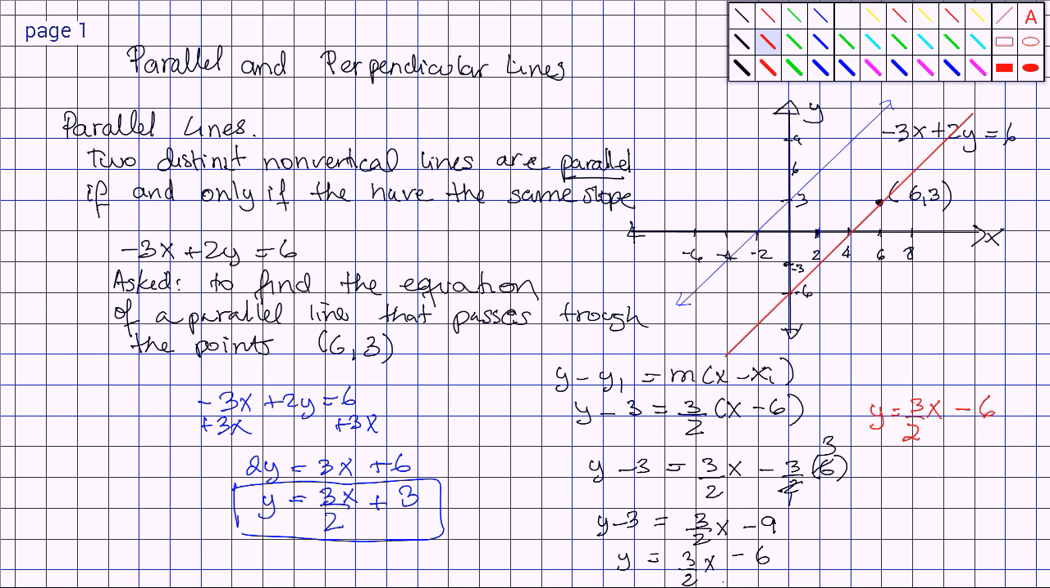Notice that both equations have the exact same slope, but their y-intercepts are different. And if we look at what we had drawn before, indeed, the line that we roughly graphed has a y-intercept of -6. Now let's take a look at perpendicular lines.